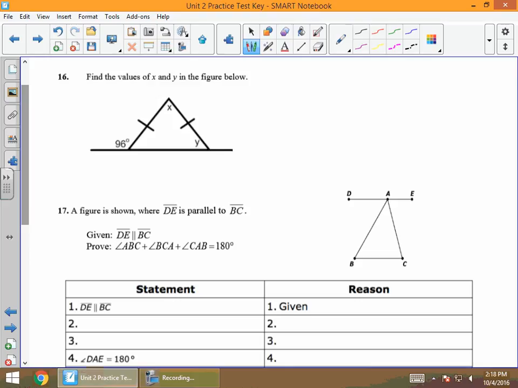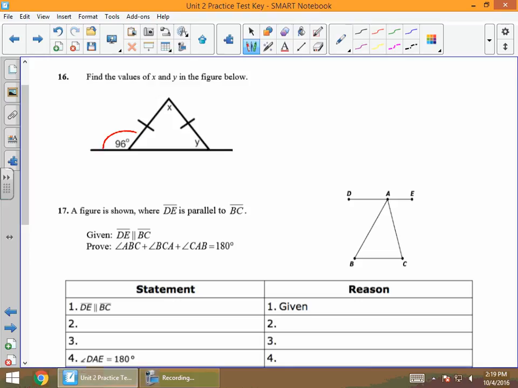Question number 16 is an exterior angle of an isosceles triangle. So I could think about this and say that the exterior angle is equal to x plus y. And that would be well and good. But as we remember from Algebra 1, if you have one equation with two unknowns, there are a whole bunch of possible answers it could be. So I'm going to try to get some more information.